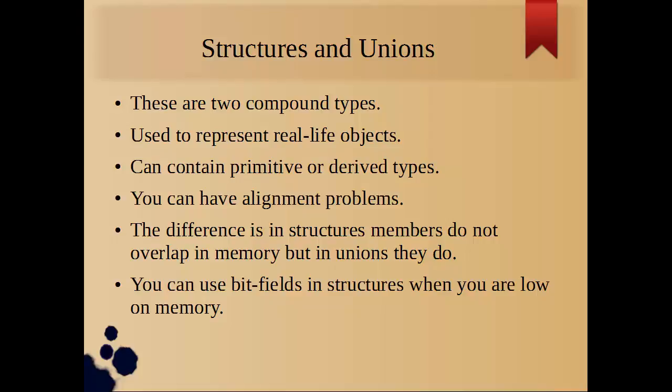We have seen many data types, integers, characters, arrays, pointers, but all of them are single type, homogeneous. But structures and unions are heterogeneous. They are kind of containers. They can contain other data types. These two types are compound types in C and are used to represent real life objects.